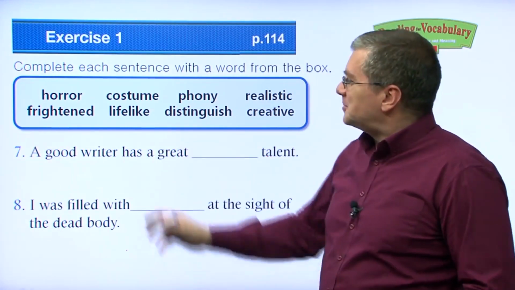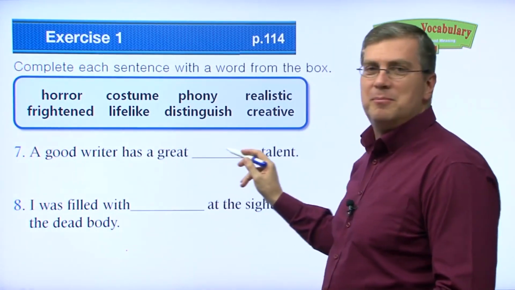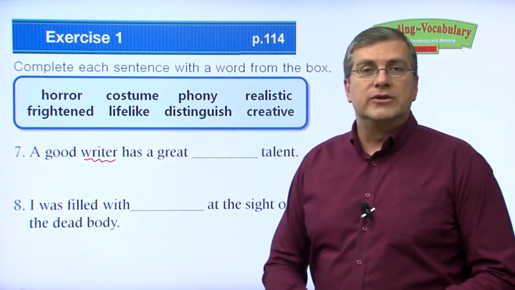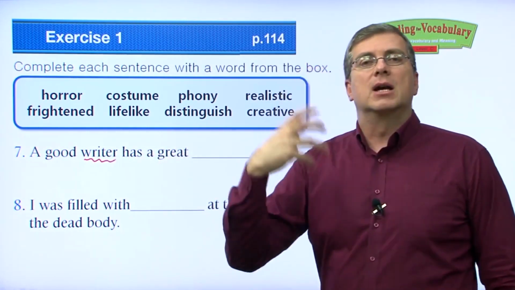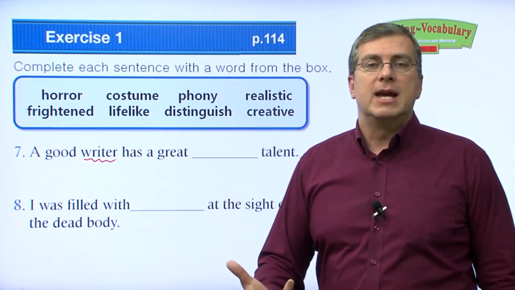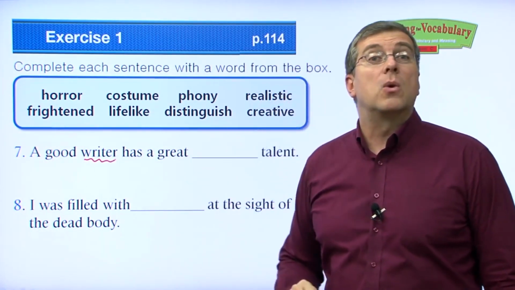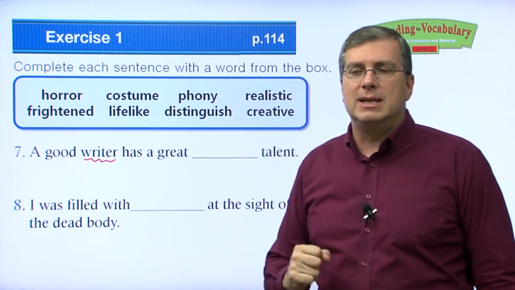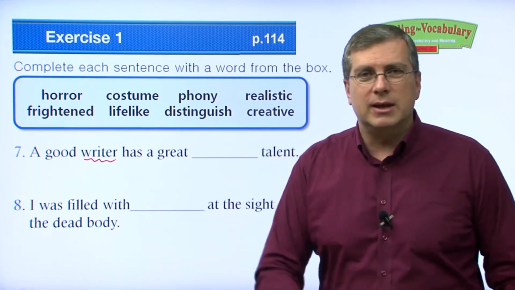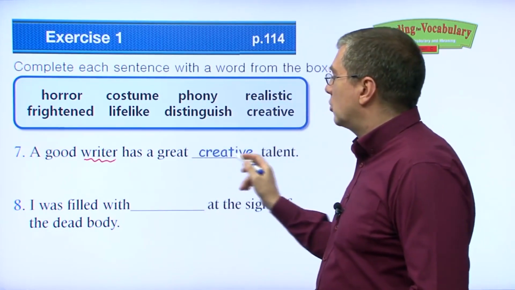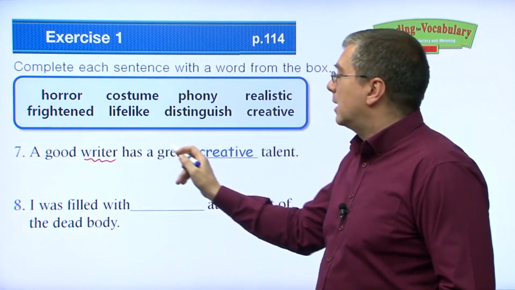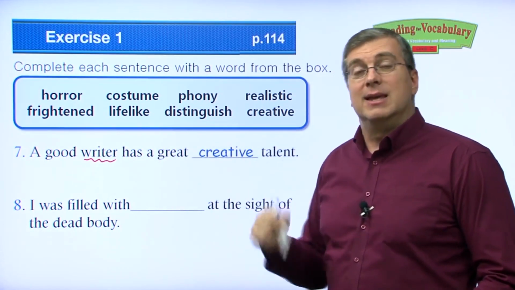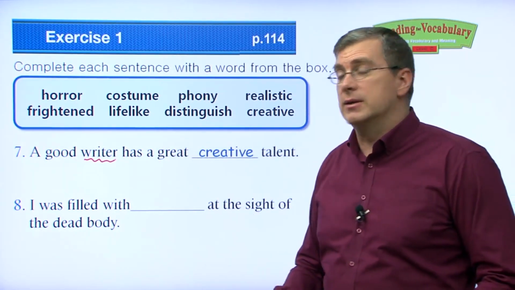Okay, number 7. A good writer has a great beep talent. A good writer. What do writers do? Writers have to think of new ideas. They have to make new stories, right? So somebody who can make new ideas or think of new ideas and make new things, we call those people creative. A good writer has a great creative talent. A creative talent. They can make or think of new things.